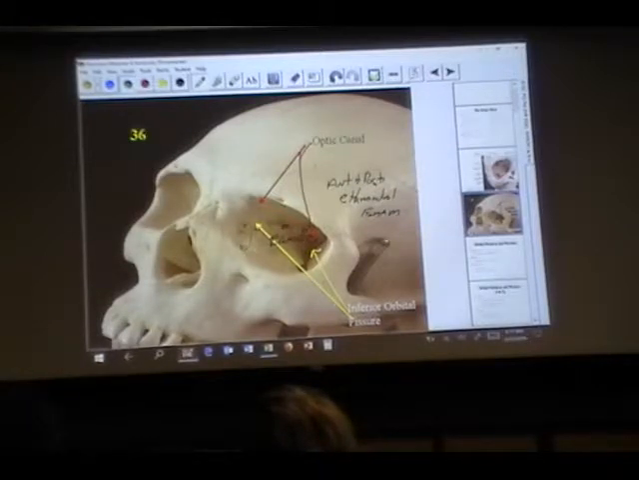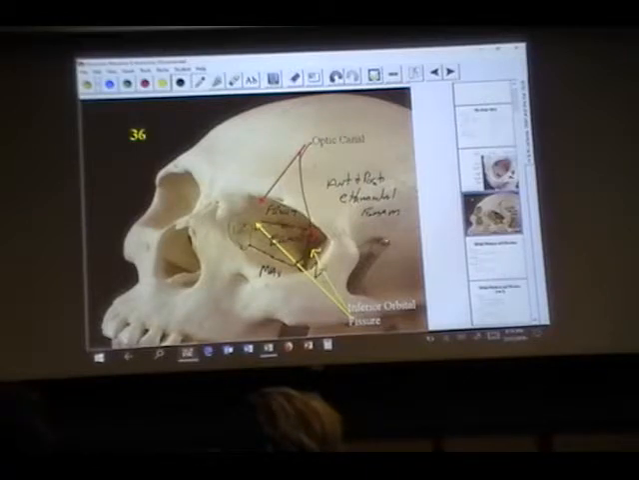Okay, now here's the lacrimal bone. Here's the ethmoid bone. This is its superior border. And this is the maxilla over here. This is the frontal over here. And then we've got the zygoma over here. Does that help? Yes. Okay.